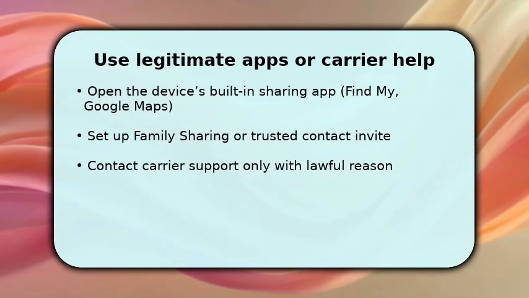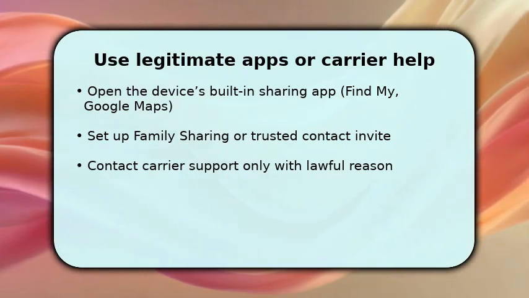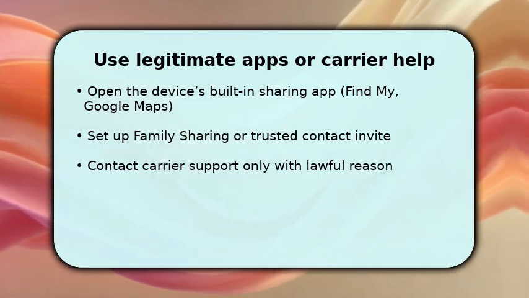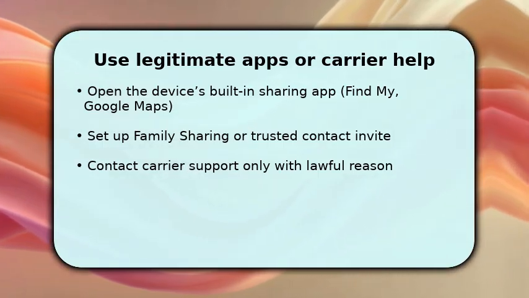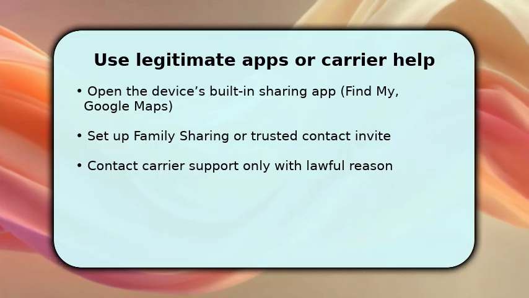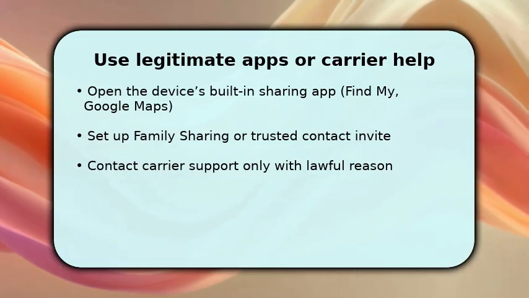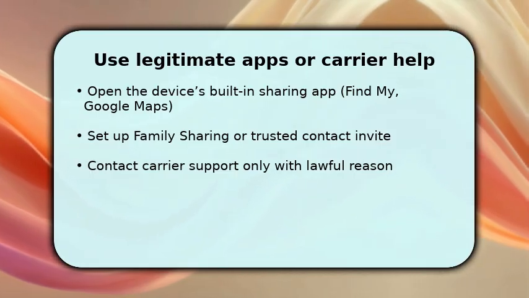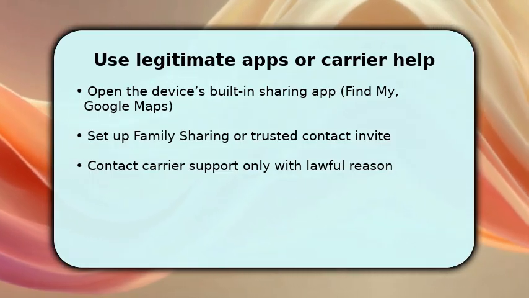Once sharing is enabled, open the correct app. Find My on iPhone or location sharing in Google Maps on Android. You'll send or accept an invite so your device appears on their map. If the person can't share, you can ask their mobile carrier for assistance, but only with the owner's consent or in emergencies. Carriers have strict verification steps.